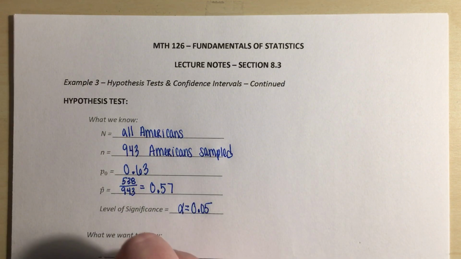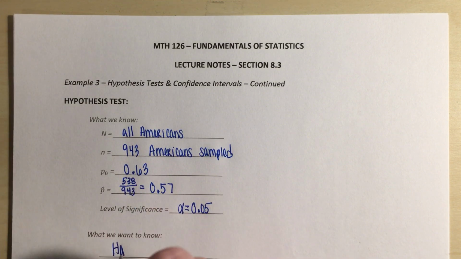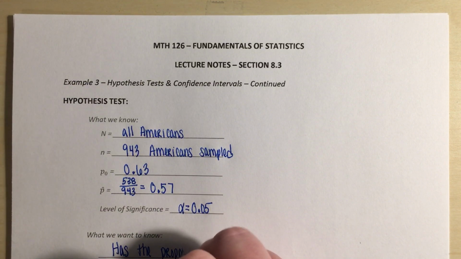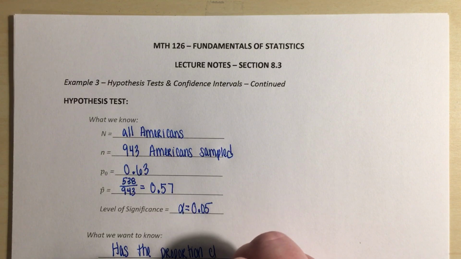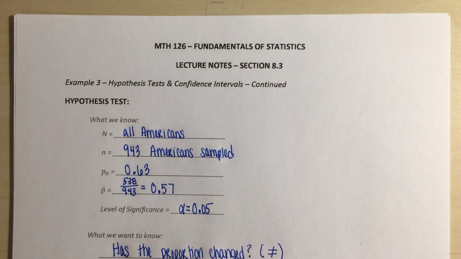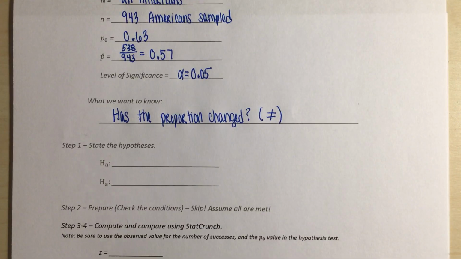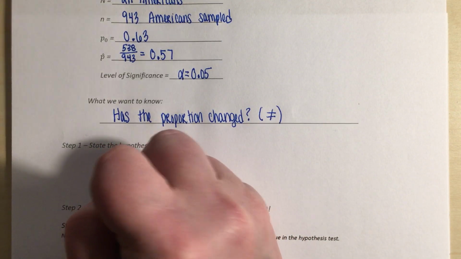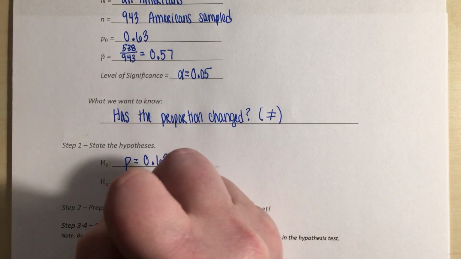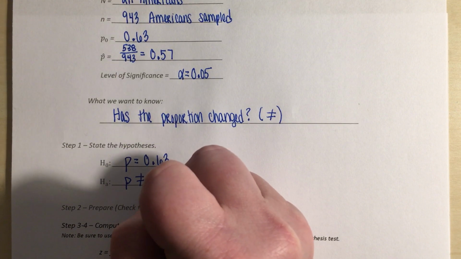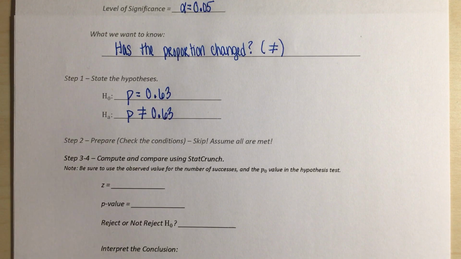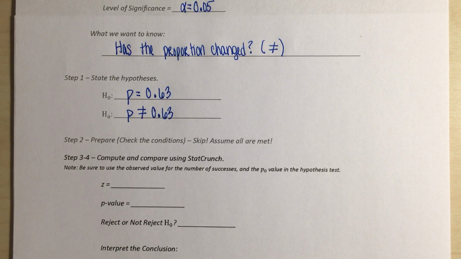And what we want to know, again, we're thinking a two-tailed test, has the proportion changed? So again, we're thinking a not equal to symbol. All right, so for our hypotheses, our null hypothesis is that P equals 0.63. Our alternative hypothesis is P does not equal 0.63. All right, so our conditions, again, they are important. We have mentioned that again in this section. We're just going to skip it in efforts to save a little bit of time and energy.